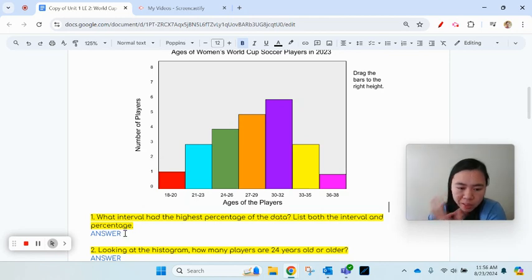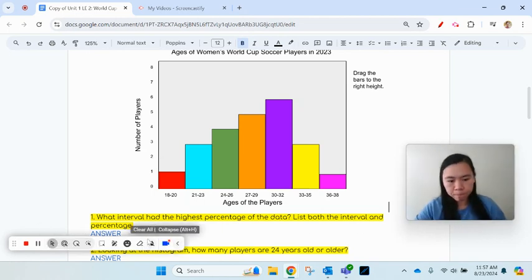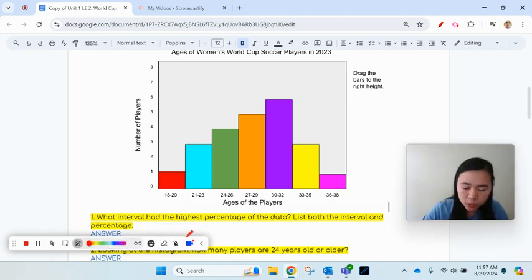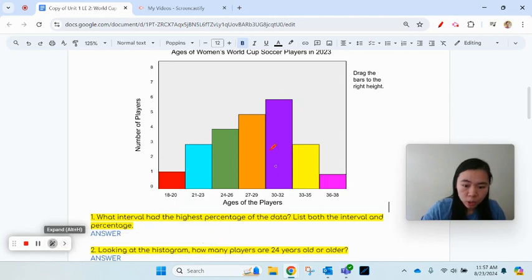So put in a complete sentence. The age range with the most number of players is between 30 and 32. List both the interval and the percentage. Okay, to find a percentage, we didn't really talk about this in class. Percentage is going to be the number out of the total times 100, because percentage is always out of 100. Okay, so open up your Desmos calculator. We're talking about this specific bar, which has 6.